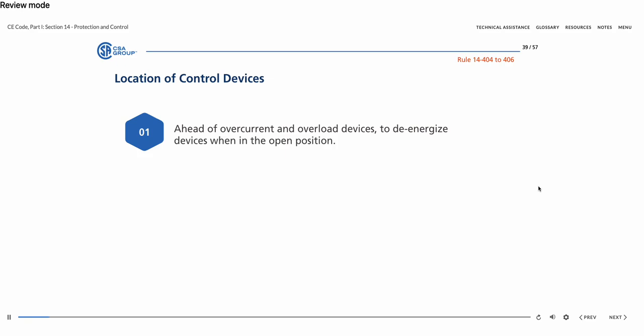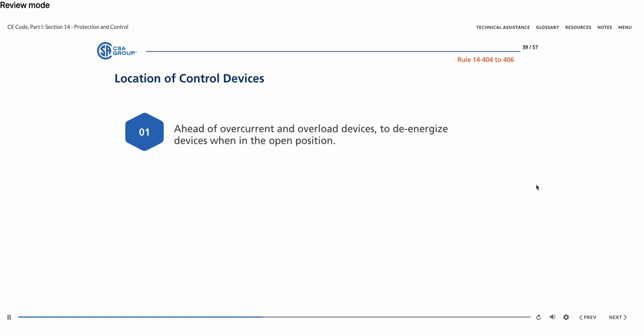In order to prevent any shock hazard to people servicing, replacing, or maintaining overcurrent or overload devices, control devices should be placed ahead of the overcurrent and overload devices. This allows the work to be performed safely, as the circuit will be de-energized when the control device is in the open position.